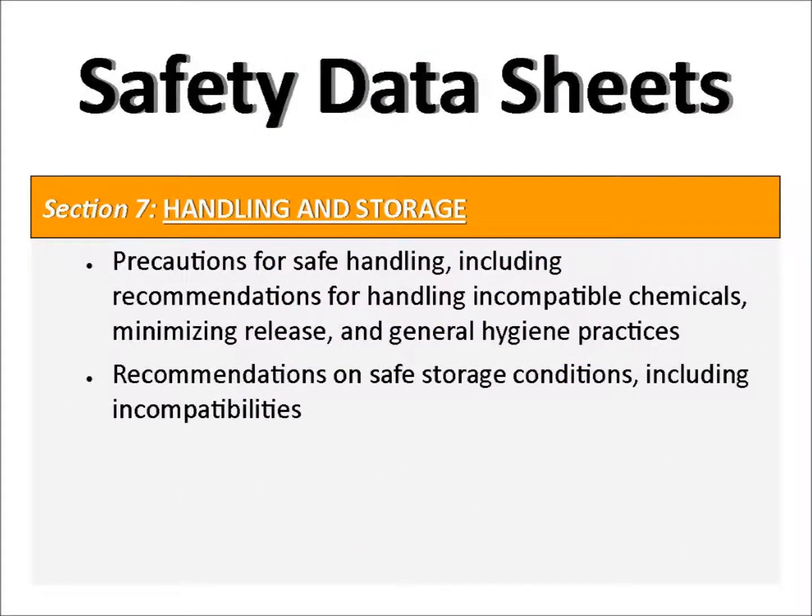Section 7, Handling and Storage. Here you'll find precautions for safe handling, including recommendations for handling incompatible chemicals, minimizing release, and general hygiene practices. You'll also find recommendations on safe storage conditions, including incompatibilities.